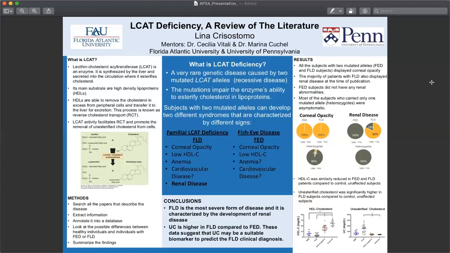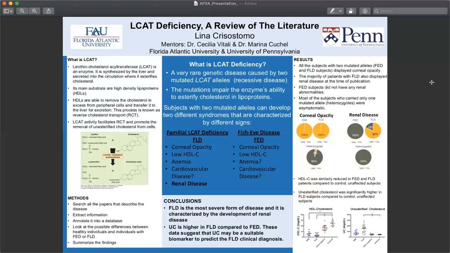which is not a preferable factor to weigh in when trying to diagnose a patient with FED or FLD. When we look at the unesterified cholesterol, we see a very big difference between the FED and the FLD. FLD is very high and very different from the heterozygotes and control groups, but the FED is similar to those groups. We can conclude that a patient who has very high unesterified cholesterol has a high chance of having familial LCAT deficiency instead of the milder form, fish eye disease, also known as FED.